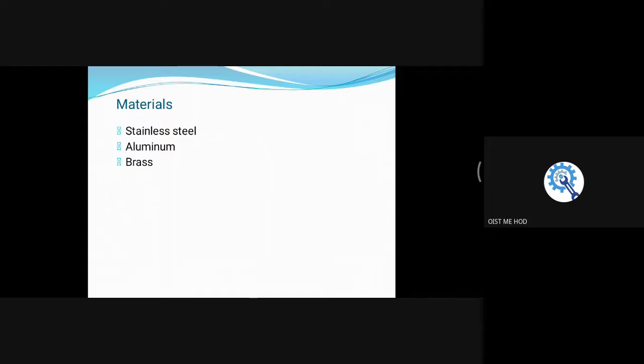ये हो सकता है, कुछ स्टेनलेस स्टील का हो सकता है, एल्युमिनियम का हो सकता है, ब्रास का हो सकता है.